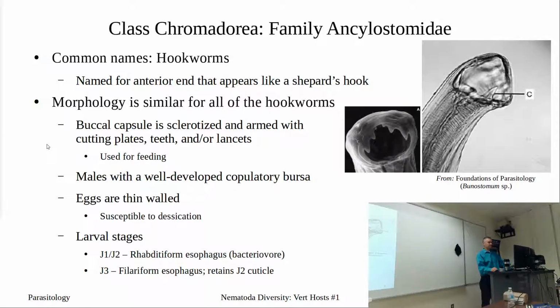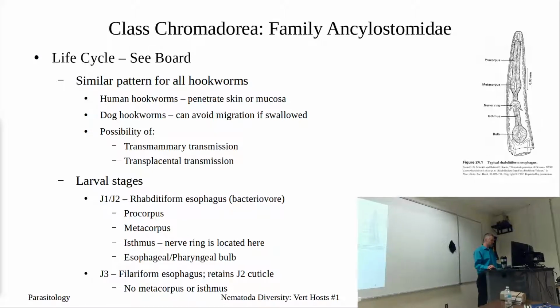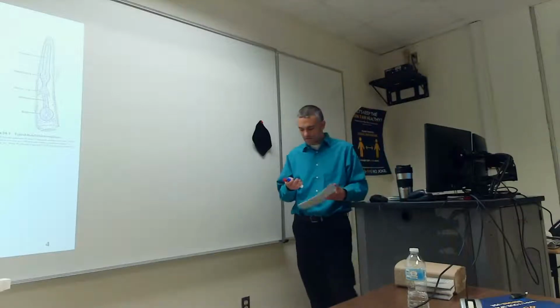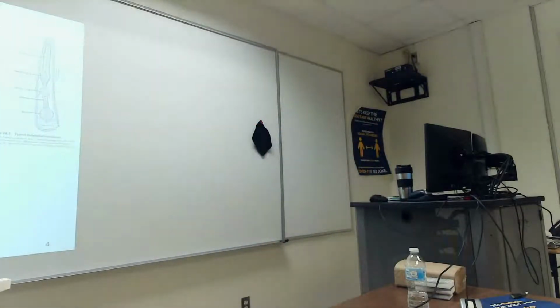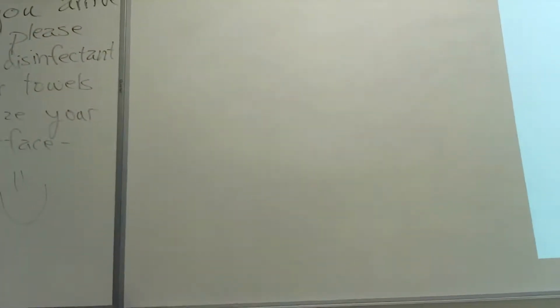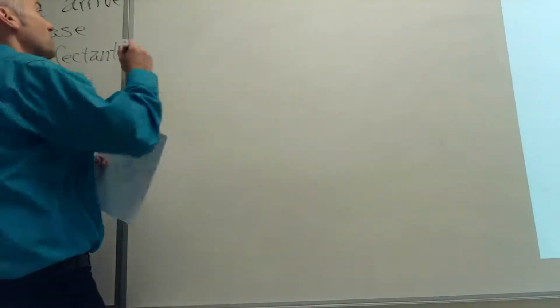All right, we good? All right, life cycle. Our life cycle is going to be similar for all of our hookworms. There are some exceptions, and the exceptions come in terms of how the J3s can penetrate, or where they penetrate, what part of the body they penetrate. So I'm not going to diagram a specific species. We're just going to call them hookworms.